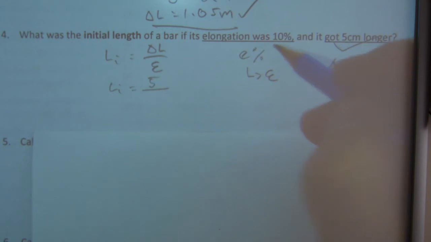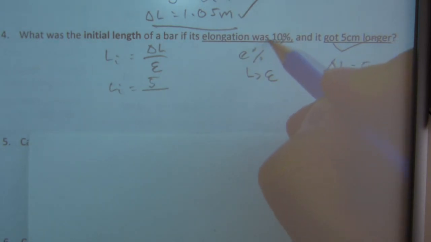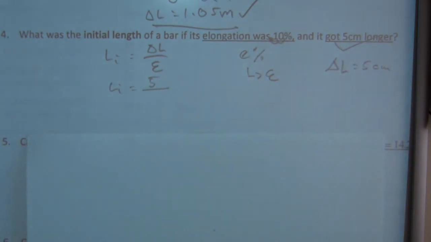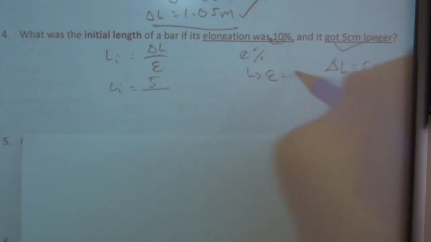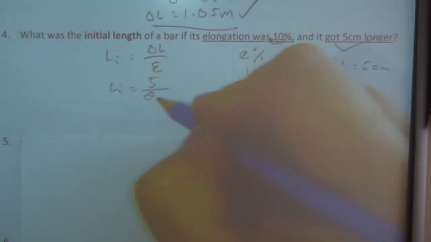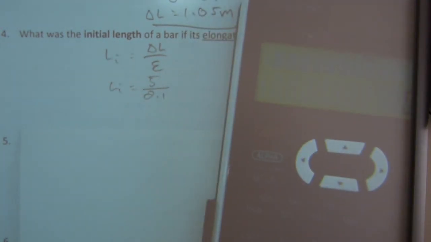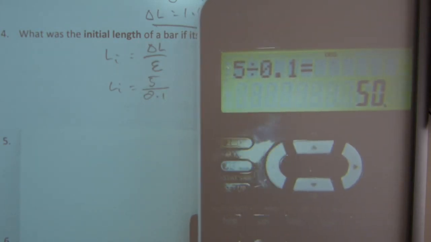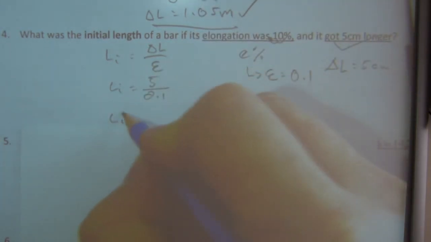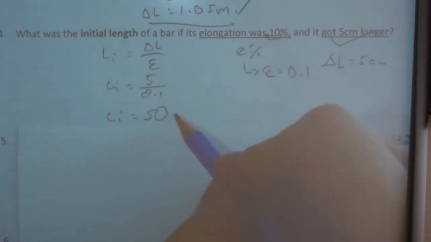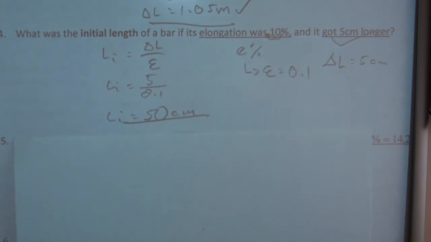Alright, the 10% again, I'm just going to shift the decimal place two places to the left. Strain is 0.1. So once you have 0.1 here, you can just enter it in your calculator. Not 0.5, just 5 divided by 0.1 equals 50. There. So initial length is 50. Let's see, 50 what? Oh, centimeters. There, this is your final answer.